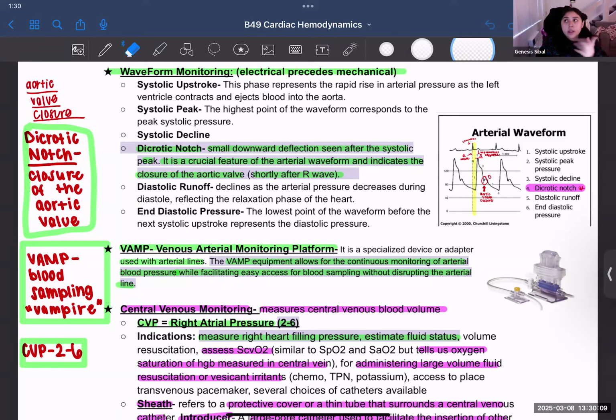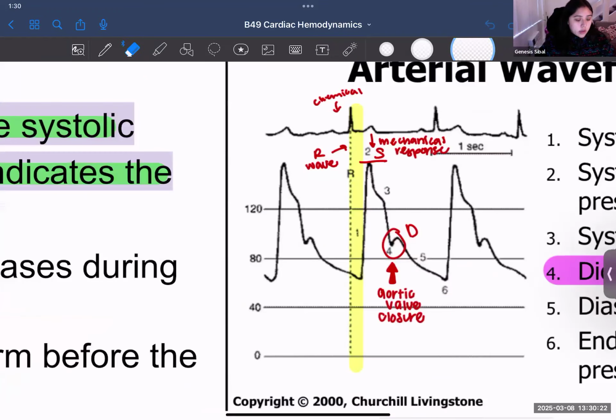So that's right after the R wave on your EKG. Take a second to read that, but just know that the dicrotic notch is what we're talking about. So, closure of the aortic valve shortly after the R wave. Right at the top you see that EKG, that's the electrical. Now you're going to have this mechanical response. So it correlates to that right there.